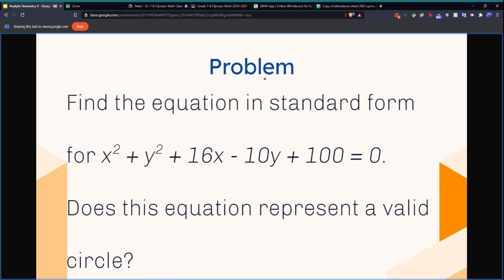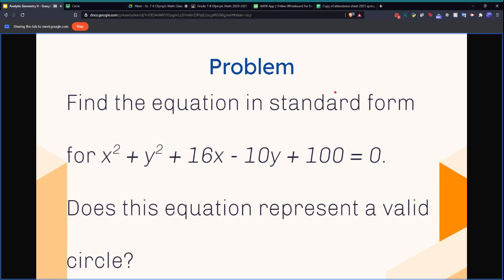Yep, here we go. All right, so let's look at this problem. Find the equation in standard form. Remember, we want brackets in the equation. So we want to find the equation of standard form for this equation: x squared plus y squared plus 16x minus 10y plus 100 is equal to 0. This is expanded form. We want to convert that to standard form. And next question, does this equation represent a valid circle? You'll figure out what this means once you actually get your equation.